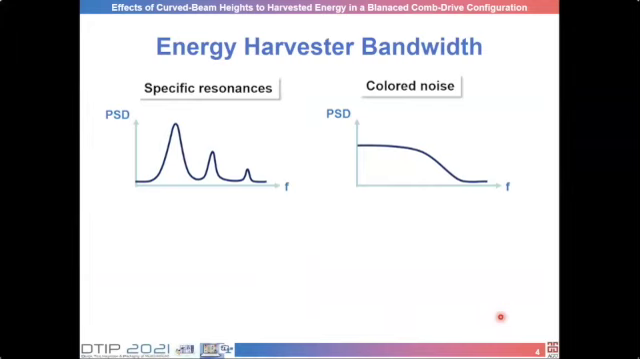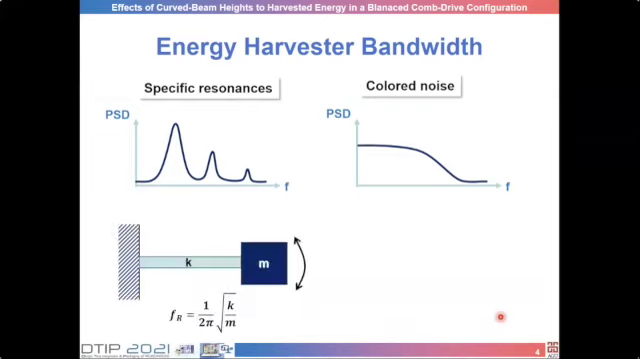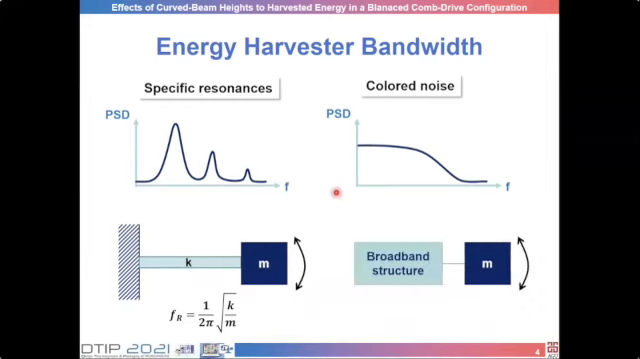Energy harvesters need to have matching frequency characteristics to those of energy sources. For example, if the energy sources have specific resonances, then one can use such a structure with distinct resonant frequencies. On the other hand, if the energy sources have colored noise frequency characteristics, then one should include the broadband structures.